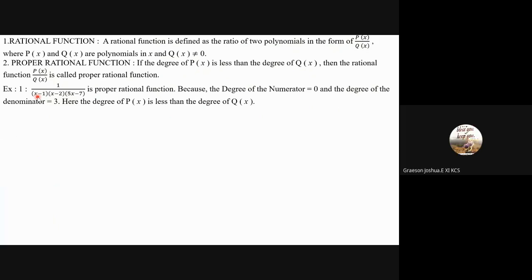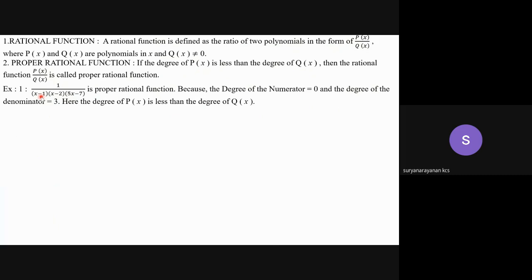What is the exponent of x in the second factor? 1, sir. Observe and tell me the answer. What is the exponent of x in the third factor? 1, sir.